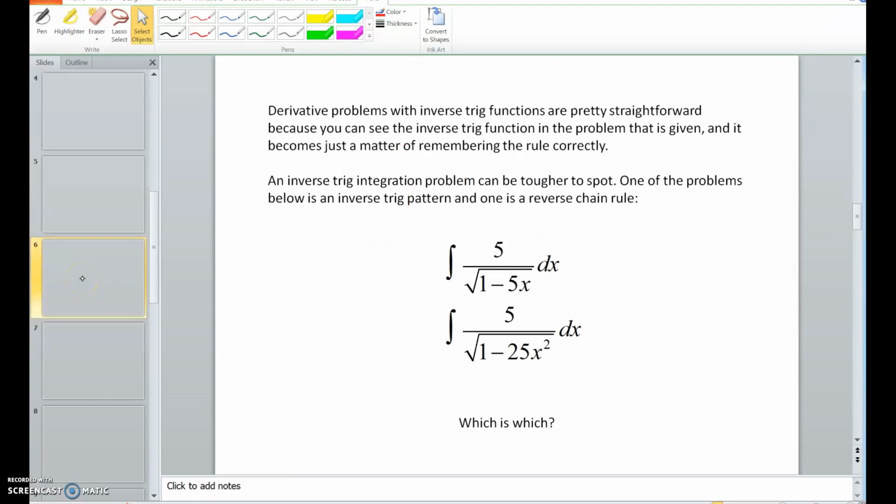We also need to be able to work the other way with inverse trig functions and do integration. So the trickiest part about inverse trig problems is being able to spot when you're looking at an inverse trig pattern in an integration problem versus just a reverse chain rule. So here on the screen we have 2 integration problems. One of them is a reverse chain rule problem, and the other integrates to an inverse trig function. So take a second and see if you can figure out which is which, and then we'll talk about how we could tell from looking on the next slide.